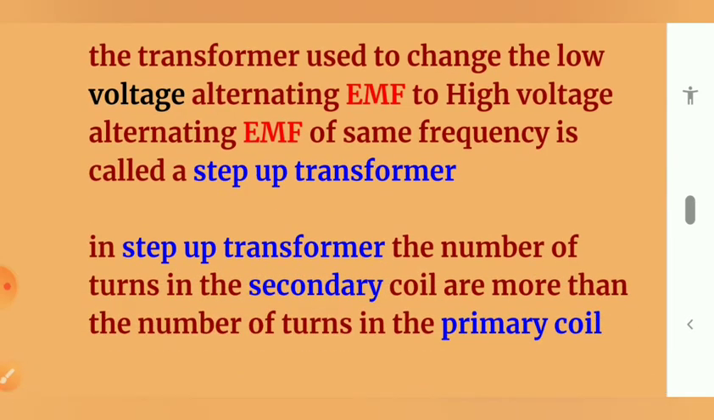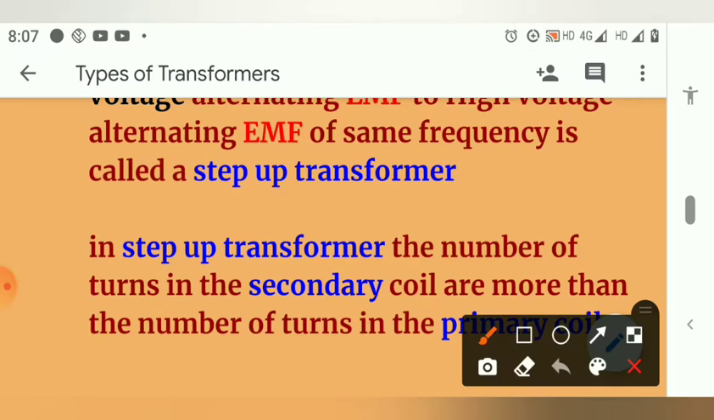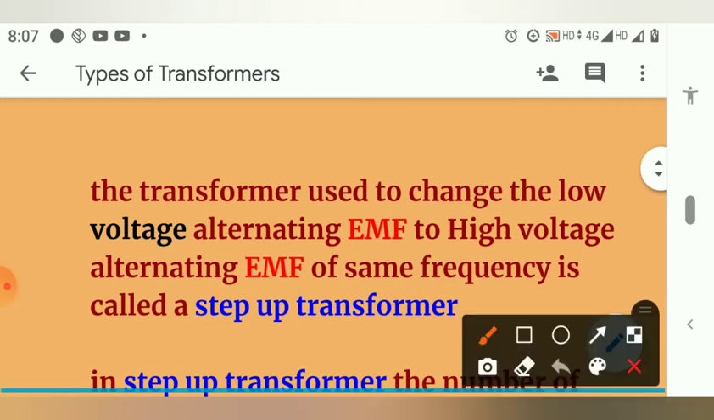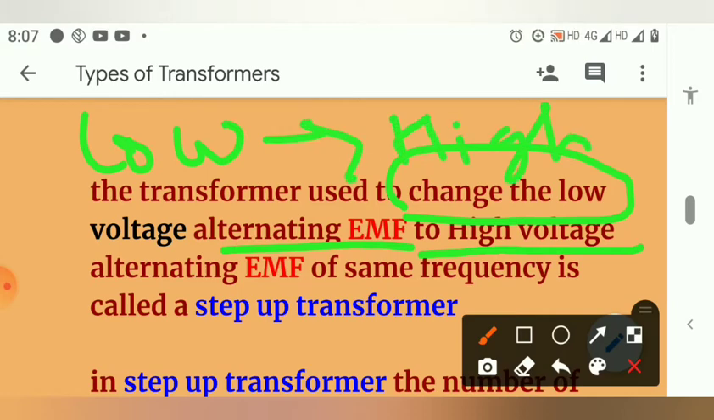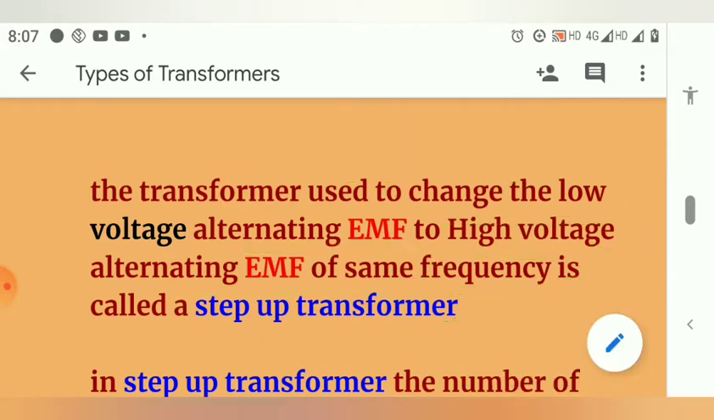Once again I repeat the sentence. The transformer is used to change the low voltage alternating EMF given to it on the primary, converting low voltage to high voltage, meaning low to high. Only one thing you have to remember: the frequency doesn't change. Then it is called a step up transformer.